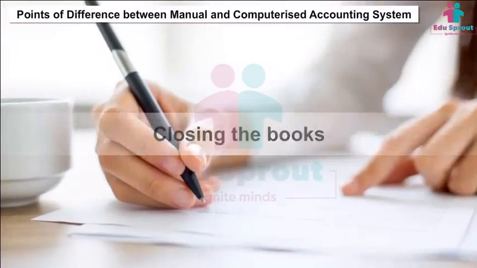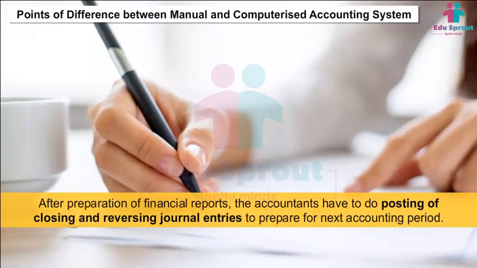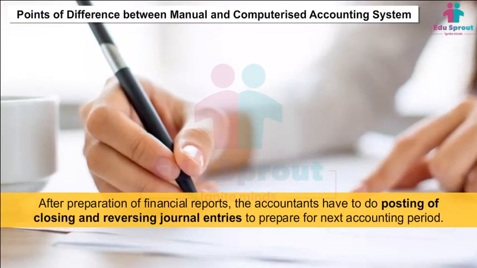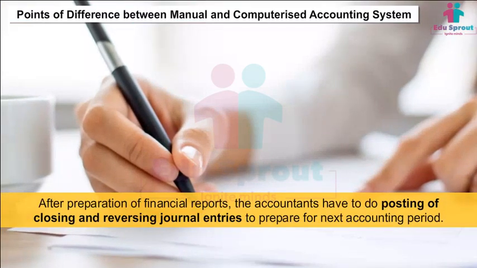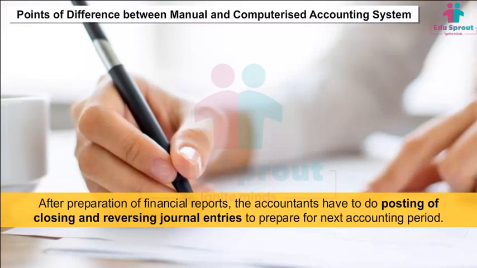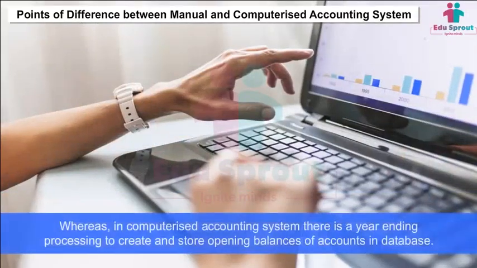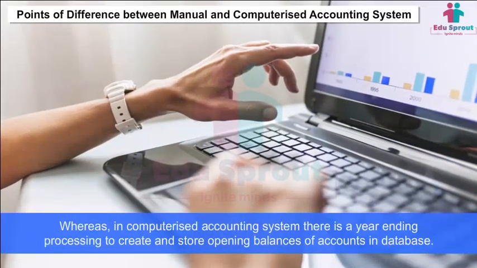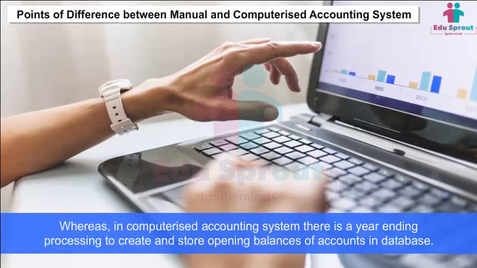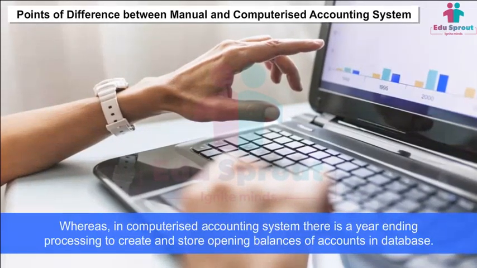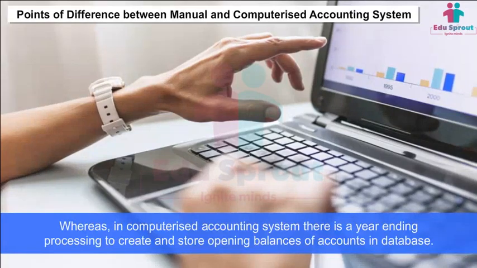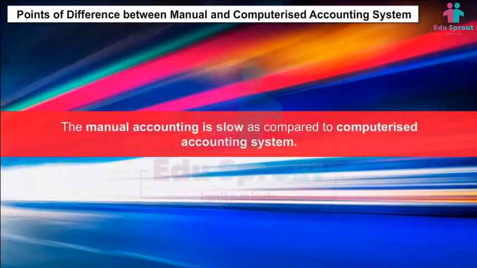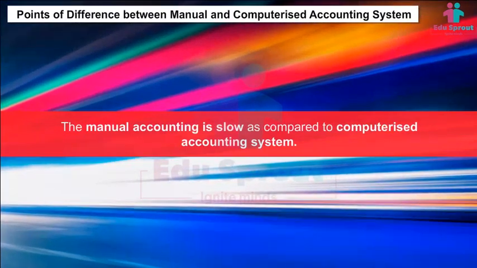Closing the books. After preparation of financial reports, the accountants have to do posting of closing and reversing journal entries to prepare for next accounting period, whereas in computerized accounting system, there is a year-ending processing to create and store opening balances of accounts in database. Speed. The manual accounting is slow as compared to computerized accounting system.